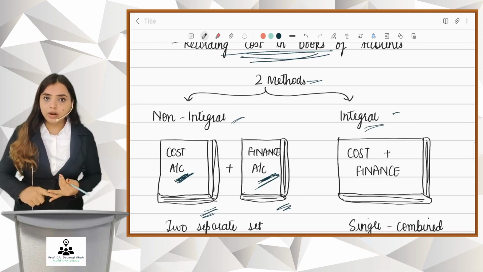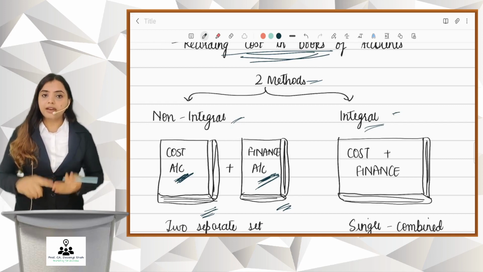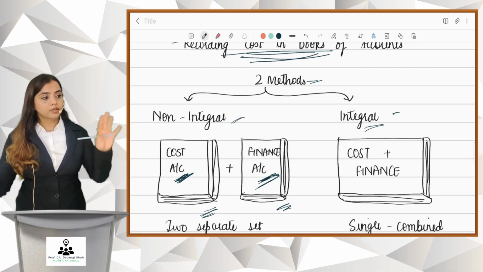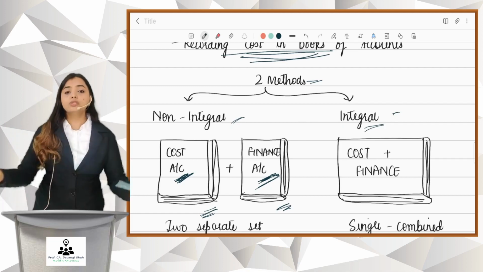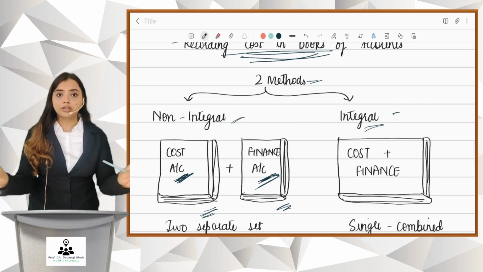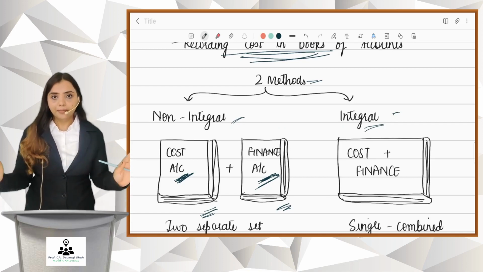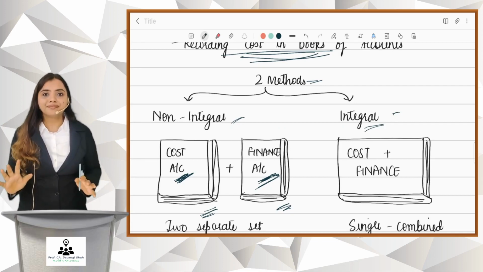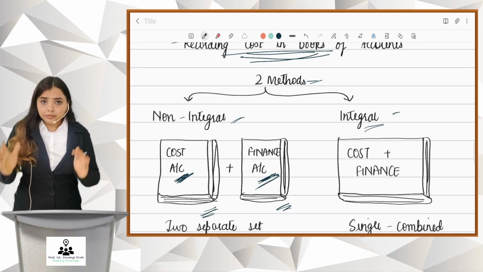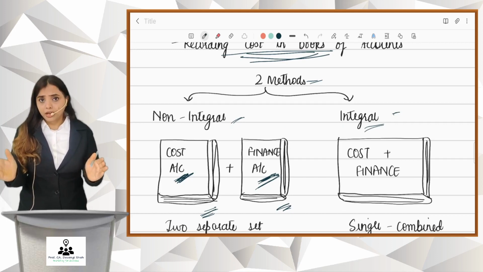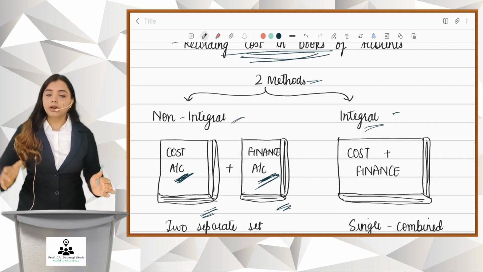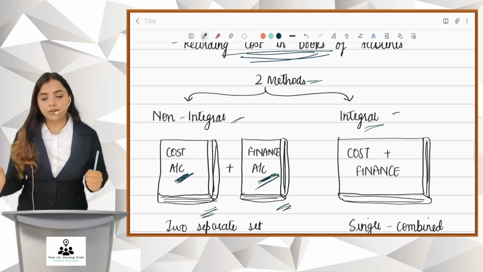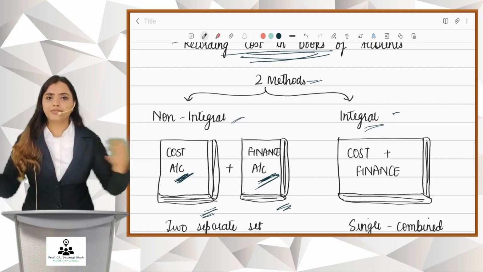cost, to reduce the cost, to control the cost. And when the financial department and the cost department maintain two separate records, cost records and financial records, with two separate sets of books and two departments functioning differently, this is called non-integrated system, non-integral system. Both have different objectives and follow different standards. Your financial accounts will follow your accounting standards, whereas your cost accounts will follow cost accounting standards. So they work differently.